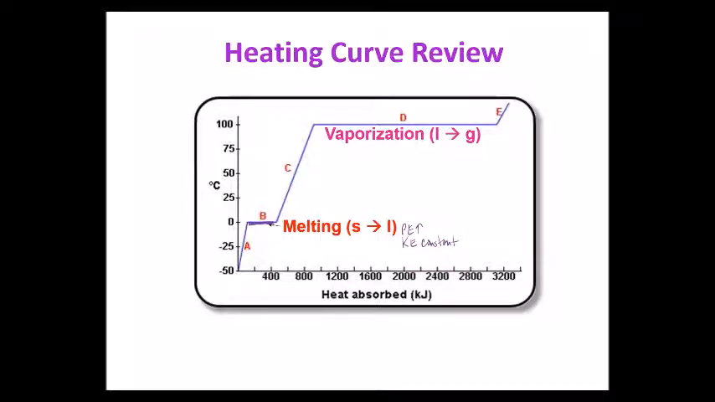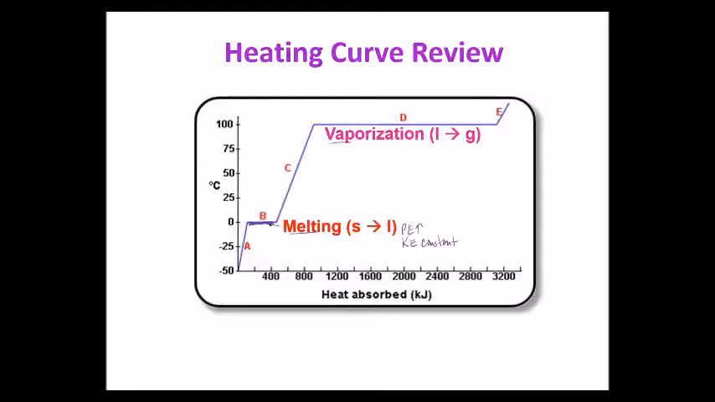So up here, what you should notice, the difference between vaporization and melting, obviously the plateau is much larger for the vaporization going from the liquid to the gas. Why is that? Why is it such a huge, larger plateau there? Why does it take more energy to vaporize than to melt? What do we assume about gases in general from the kinetic molecular theory?